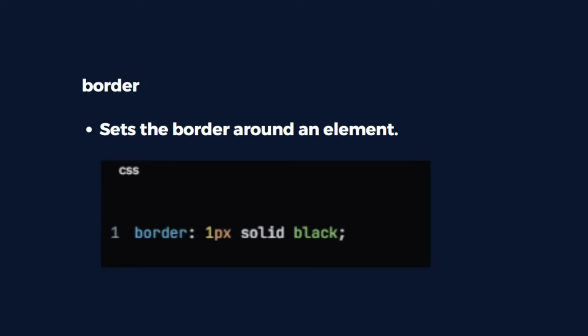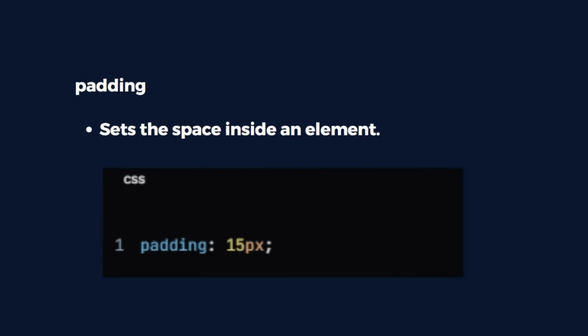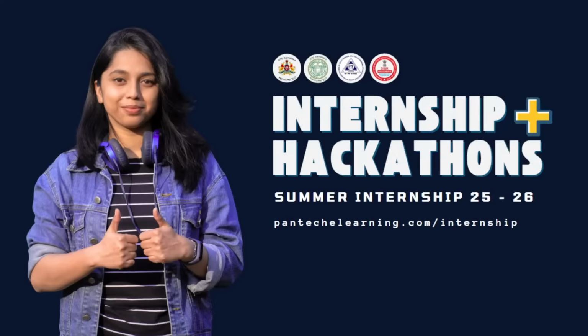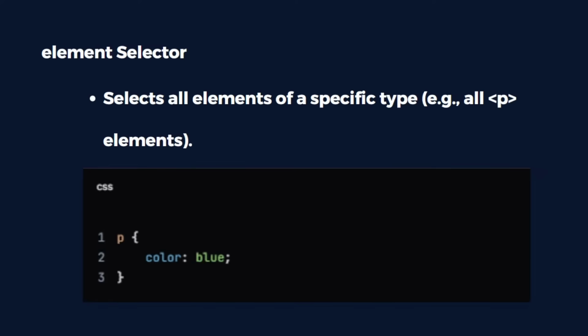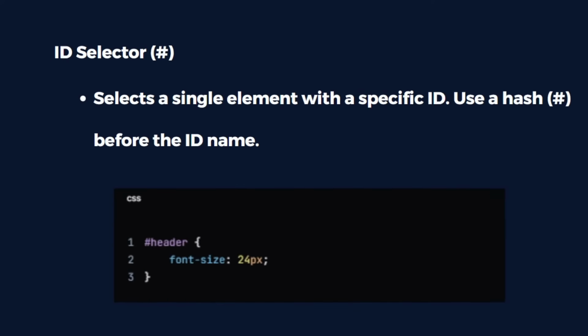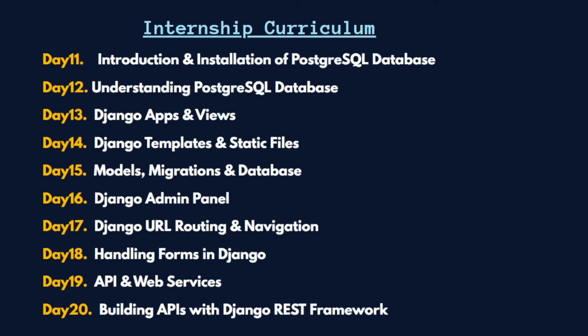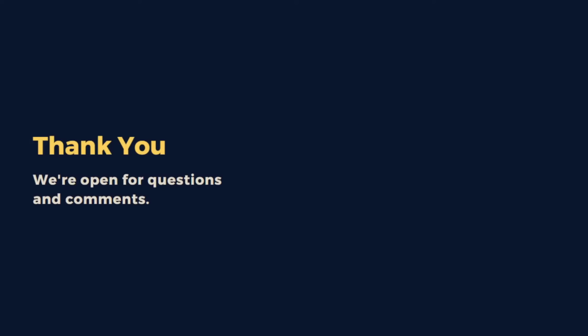Okay, and that's all of today's session. Is there any doubt? You can ask me now. We understood the box model and properties and selectors and inline. What are the types of CSS? Okay, is there any question? You can ask me now. Is there anybody with any doubt? You can ask me now.